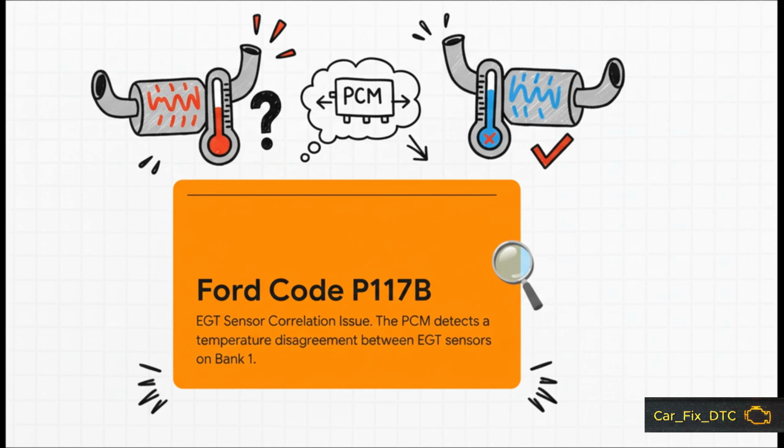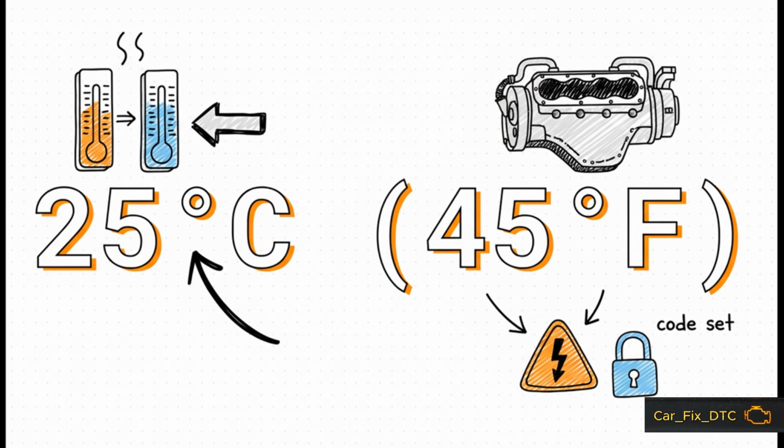So in plain English, your car's main computer has noticed that the sensors on one side of your engine, that's bank 1, are giving it conflicting reports. They're not on the same page, and the computer is throwing a flag on the play. And here's what's really interesting. This isn't just some vague disagreement. The computer triggers this specific code only when the temperature difference between those sensors is more than 25 degrees Celsius, or about 45 degrees Fahrenheit. It's a very precise number for a very specific problem.